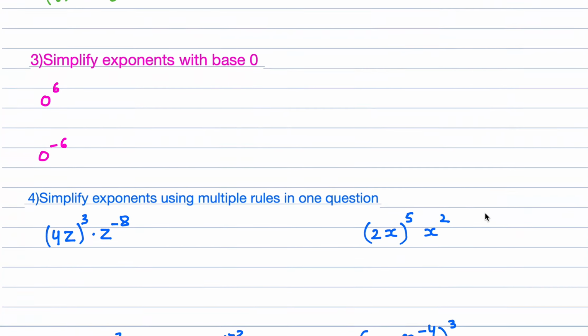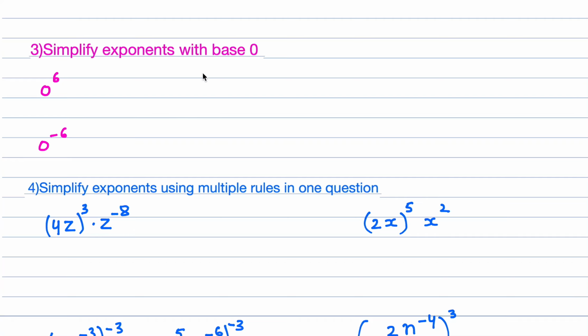Okay, next topic, third topic is simplify exponents with base 0. So whenever the base is 0, you have 0 to the power 6. 0 is multiplied 6 times. It will be 0. 1, 2, 3, 4, 5, 6. It will be 0, right? Now it has a negative exponent. So that means first I have to make it positive, right? So I have to reciprocate it. 1 over 0 raised to the power 6.